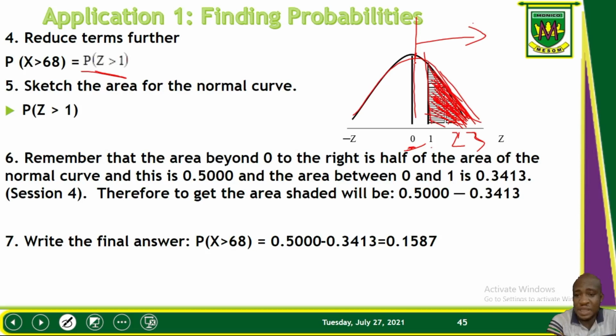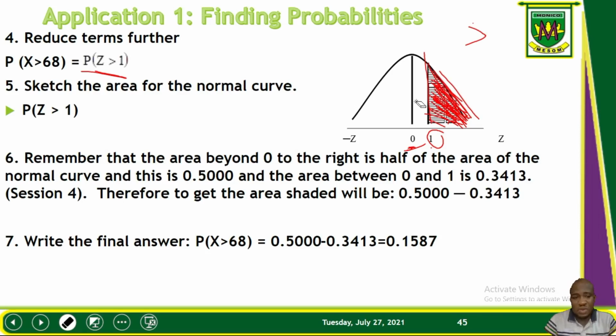Since the value falls in the other half, we need to first get the value from the table for the z-score of 1, since after converting the 68, we got 1. So we have to search for the corresponding value on the table for 1. Then after, deduct that from the half of the curve, which we know to be 0.5. By deducting that from half of the curve, we'll be able to get the predicted value, which is in the seventh step. Write the final answer. So 0.5000 minus 0.3413 will give us the final answer.